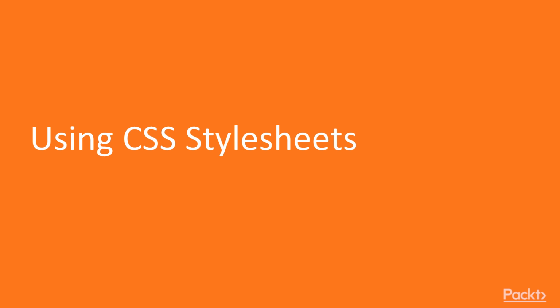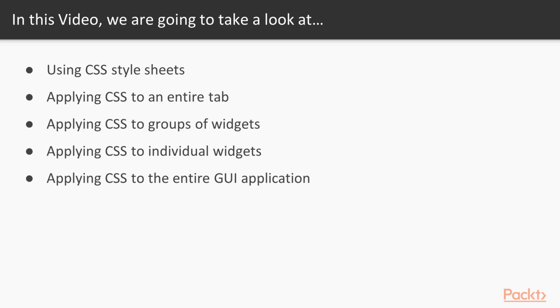So in this first video we will be using CSS Stylesheets to make our GUI look good. And what we'll be doing is we'll be applying CSS to an entire tab, then to a group of widgets, then to an individual widget, and in the end to the entire GUI application.